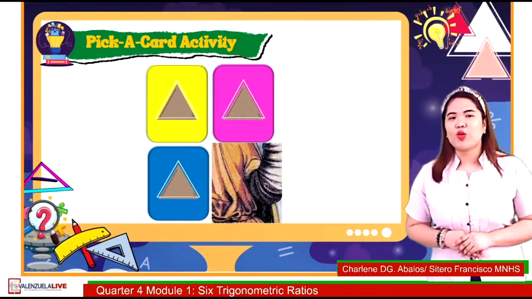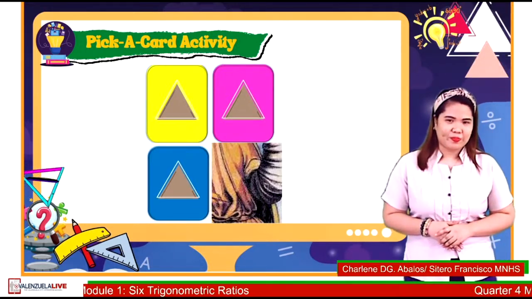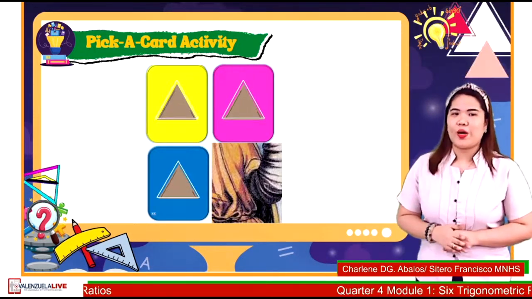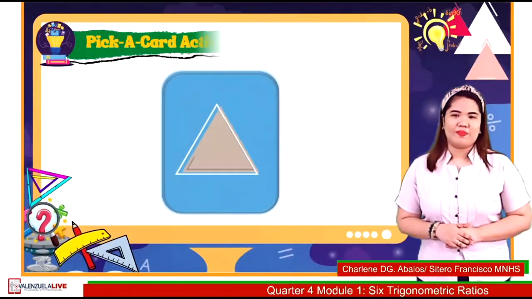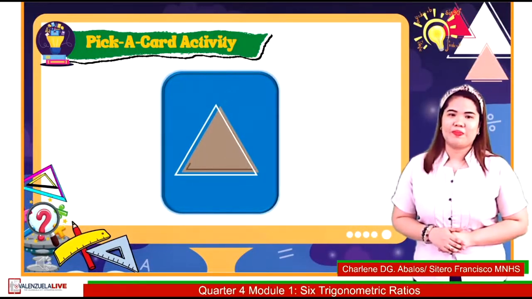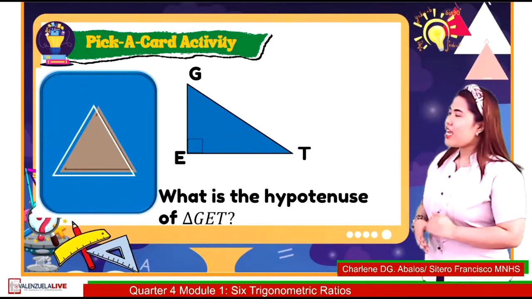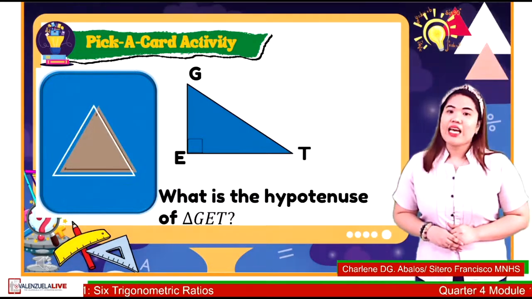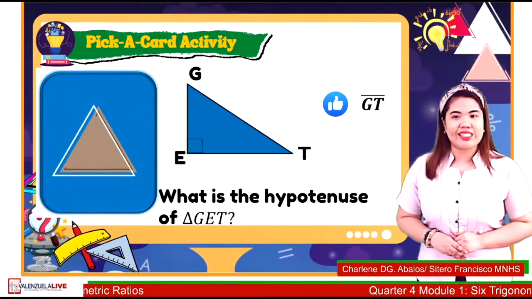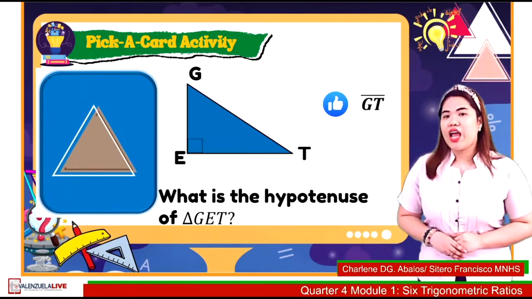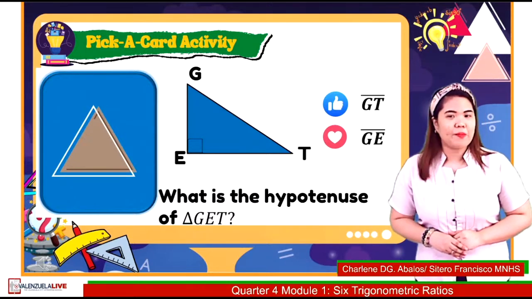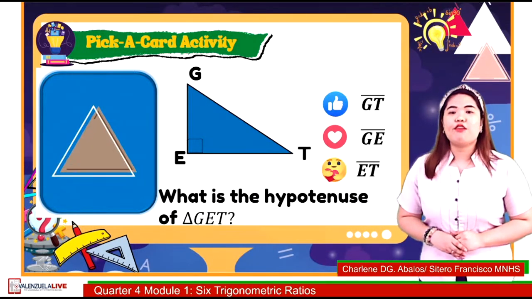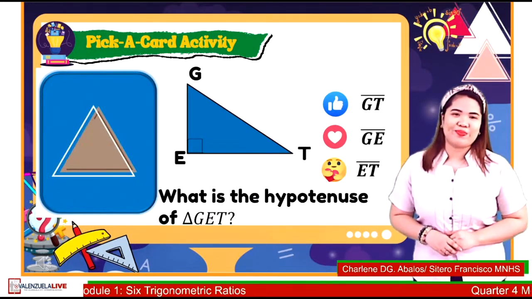Next, type your chosen card in our chat box. Alright, let's have the blue card. Here is the question. What is the hypotenuse of triangle GEP? Click like reaction if your answer is segment GT. Heart reaction if your answer is segment GE. And care reaction if your answer is segment ET. You have 5 seconds to answer. Go.